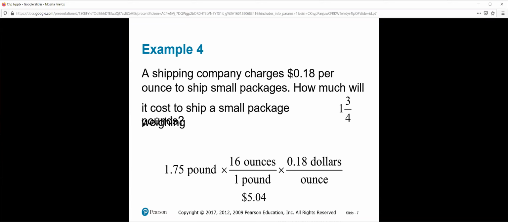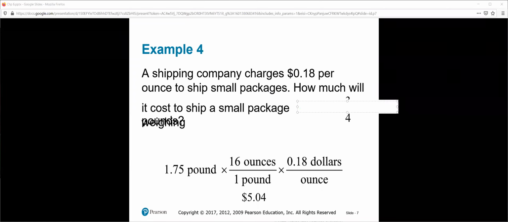A shipping company, again, when I'm done here, pause the video, work on it, then make sure your work matches. A shipping company charges 18 cents per ounce to ship small packages. How much will it cost to ship a small package weighing 1 3/4 pounds? That's what it's supposed to say there.